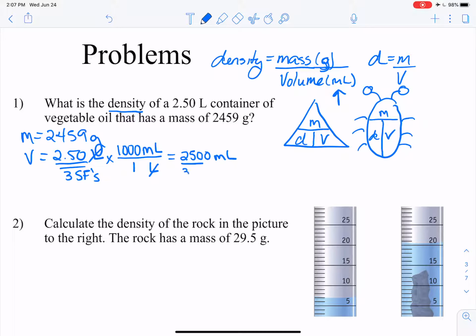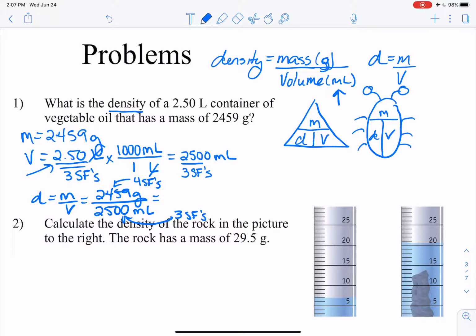So that first 0 is significant. Okay, so we have the mass and we have the volume, so we can just plug and chug. We can say D equals M over V, and that is 2,459 grams divided by 2,500 milliliters, and still keeping in mind that we've got 4 sig figs here and 3 sig figs here because of what we just said right here.